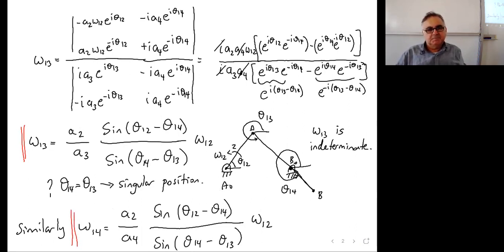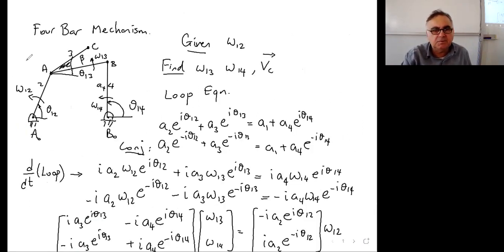Okay. So much for the angular velocities. I'm sorry, not the velocities. Then there was one more thing, if you remember. The velocity of point C here. We want to write the velocity of that point. How do we do that?